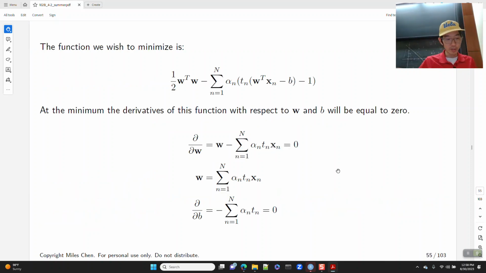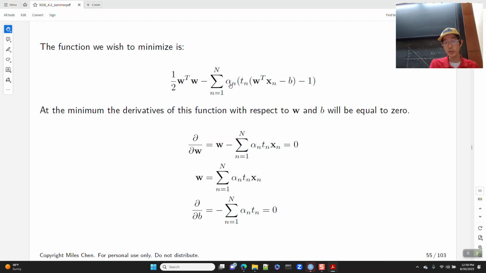So I guess to get it into a form that can be solved using quadratic programming, we can explore this a little bit further. All right, so we want to minimize this. At the minimum, the derivative of this function with respect to W and B is going to equal 0. So the derivative of this with respect to W: W transpose W becomes, the derivative of that is 2W. The 2 cancels out with the 1/2, so we have W minus.